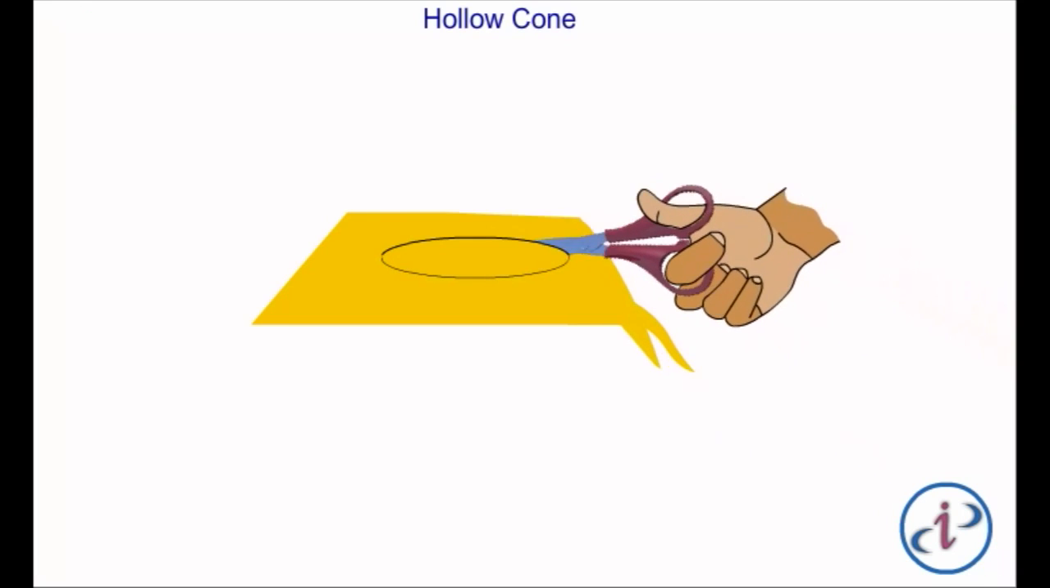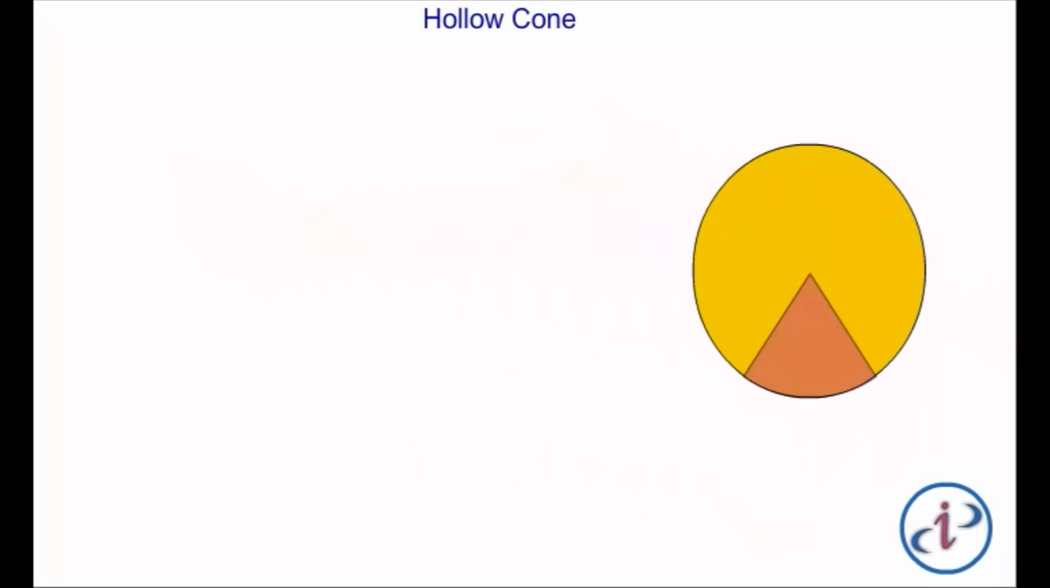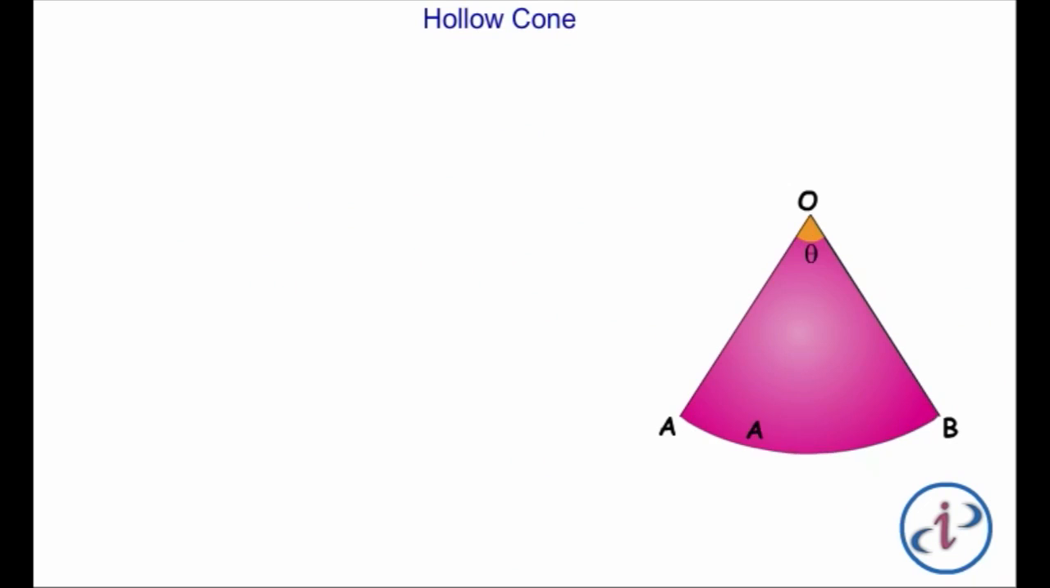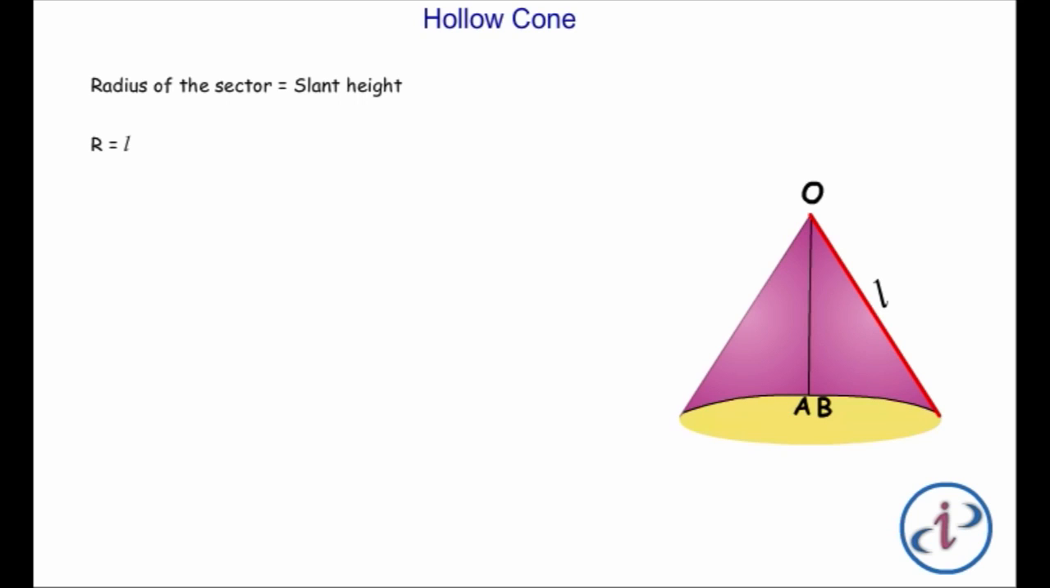Consider a sheet of paper in the form of a sector of a circle. Let the sector be AOB of the circle. Now, fold it by bringing OA and OB together, then we get a hollow cone. Radius of the sector becomes the slant height of the cone. Length of the arc AB becomes the circumference of the base of the cone. Length of the arc AB is equal to theta by 360 into 2 pi R.